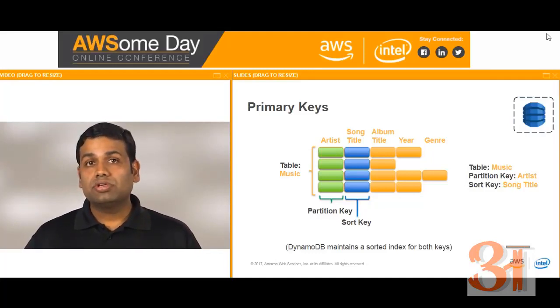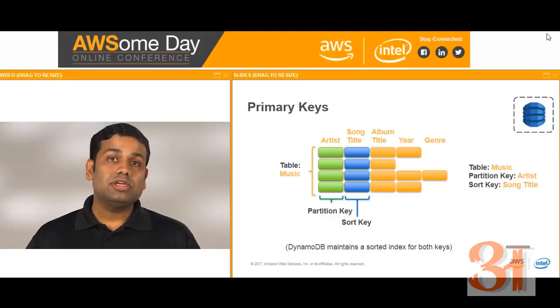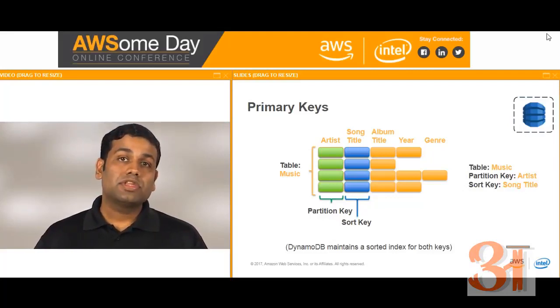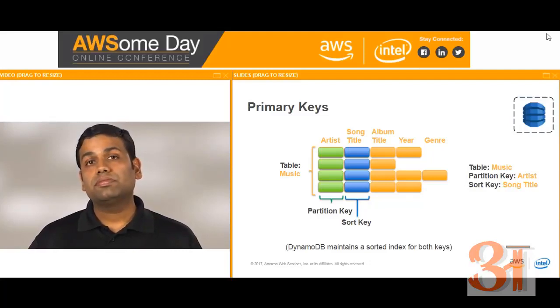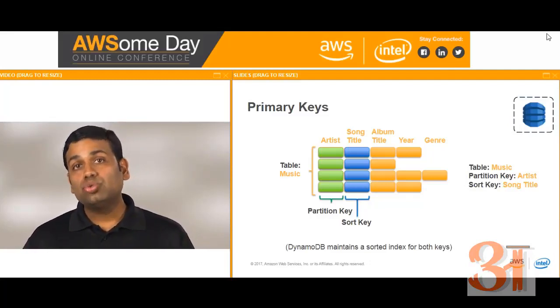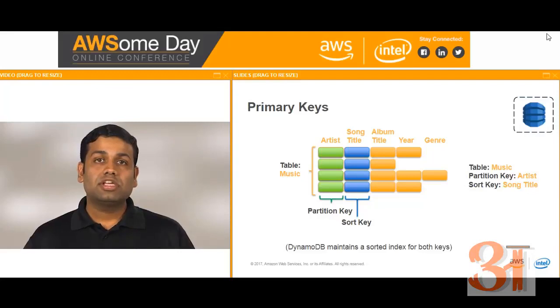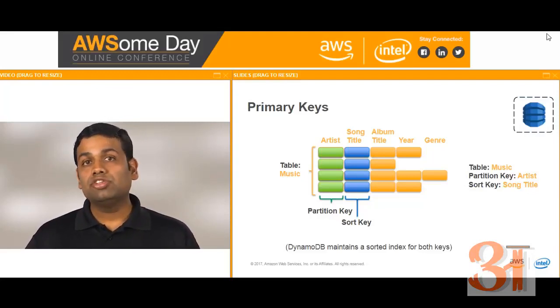The only attribute in a table that is mandatory is a primary key. The primary key has to be unique throughout the table. Further, there are two types of primary keys: partition key-based primary key, where the single attribute is unique, or a partition and sort key-based primary key that forms a unique combination.